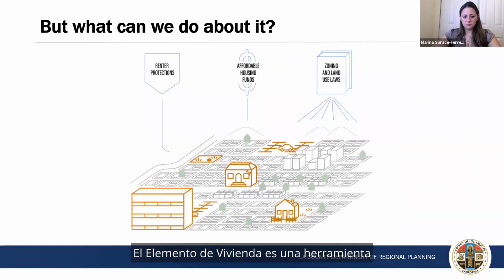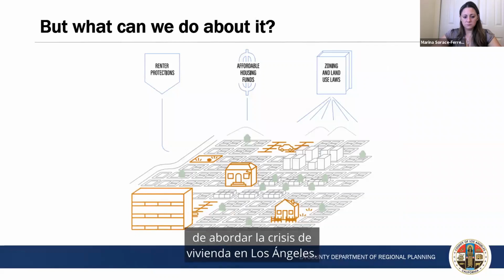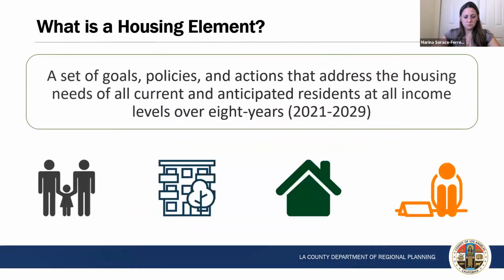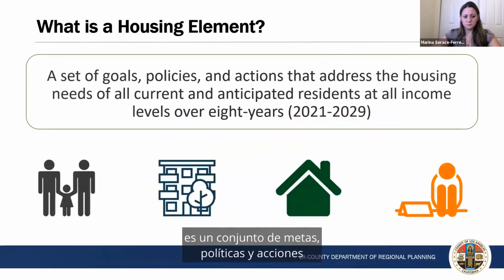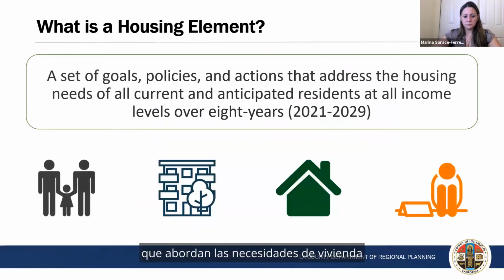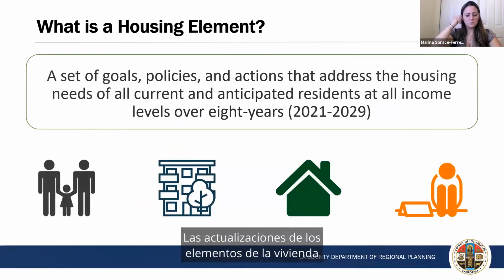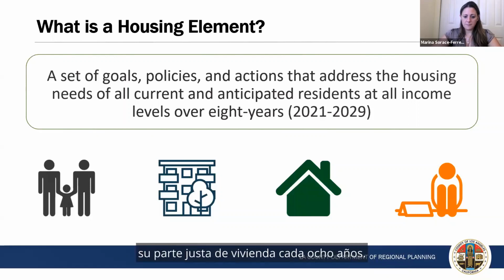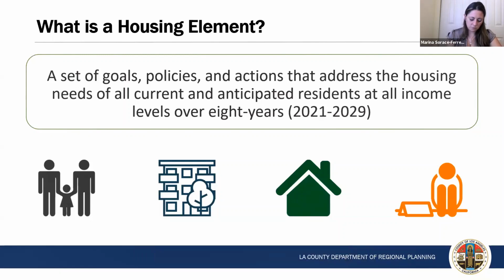The housing element is one tool to help plan for ways to address the housing crisis in Los Angeles. The housing element is a set of goals, policies, and actions that address the housing needs of all current and anticipated residents at all income levels. Housing element updates are required by the state and have been since 1969. Every local government must accommodate its fair share of housing every 8 years. The next cycle is 2021 through 2029.